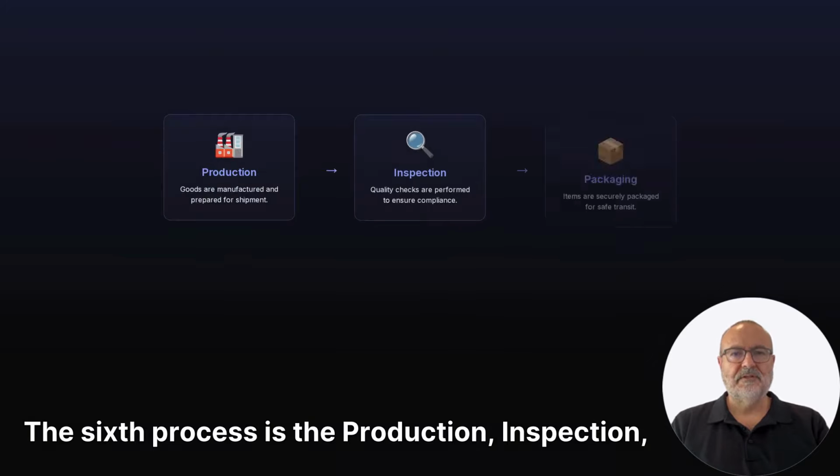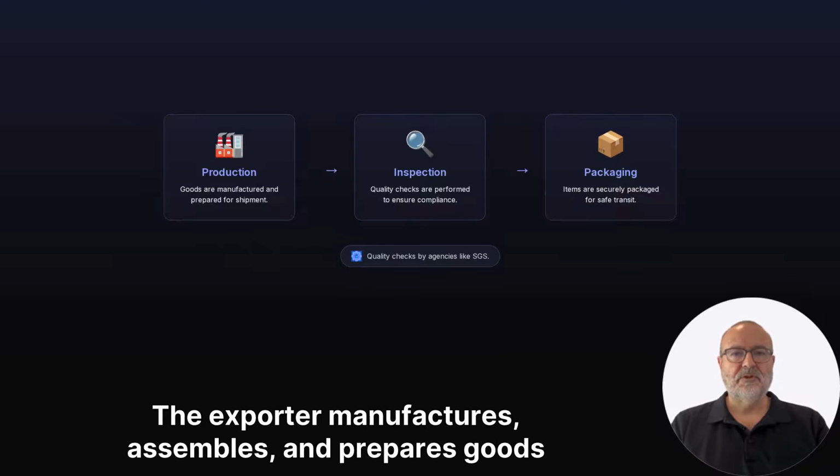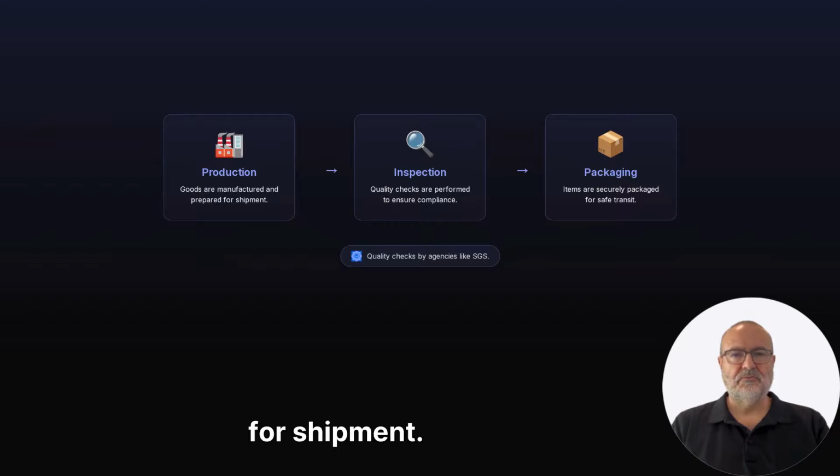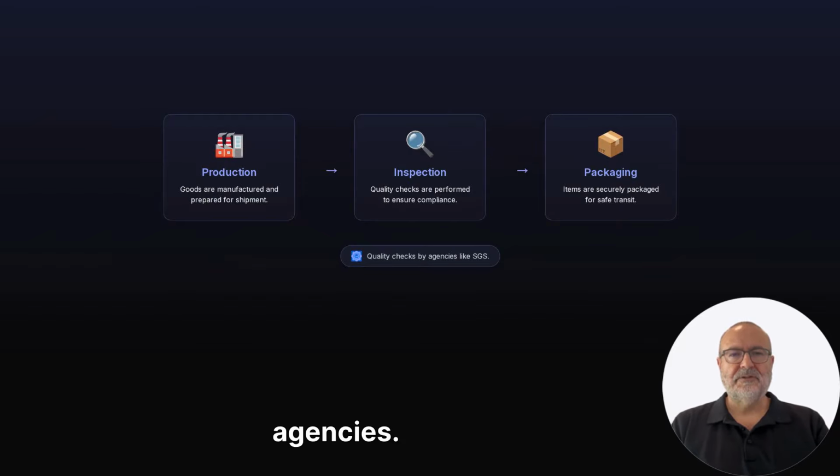The sixth process is the production, inspection, and packaging. The exporter manufactures, assembles, and prepares goods for shipment. Independent quality inspections may be conducted by agencies.